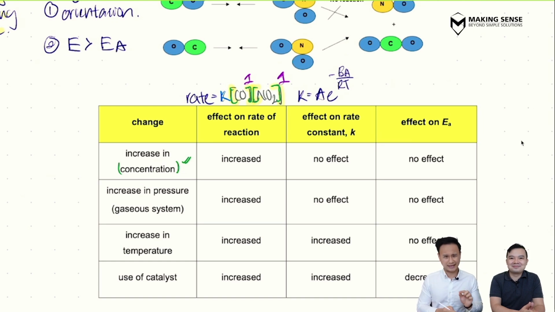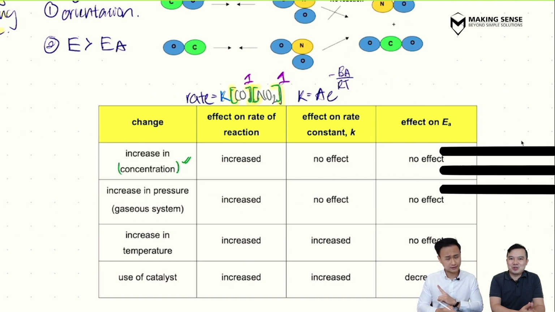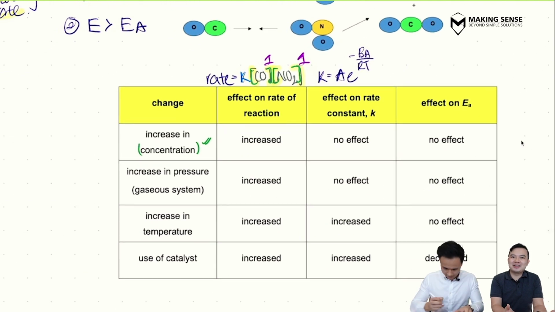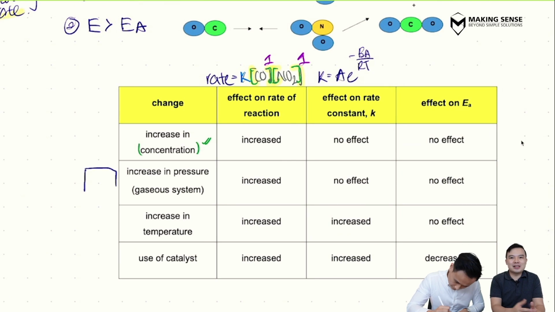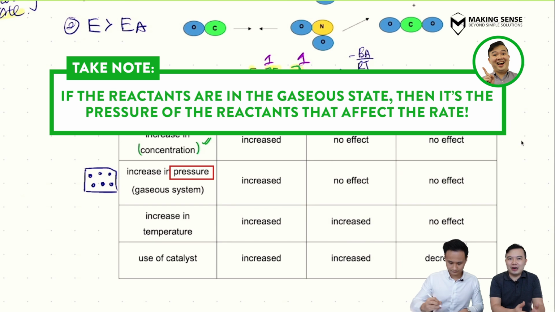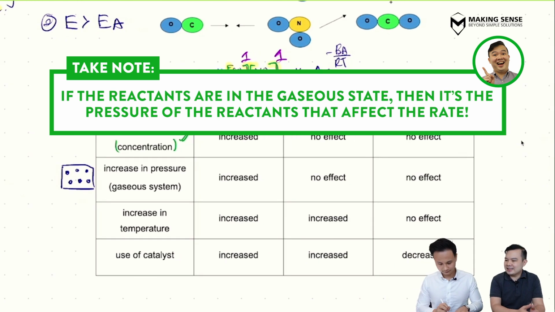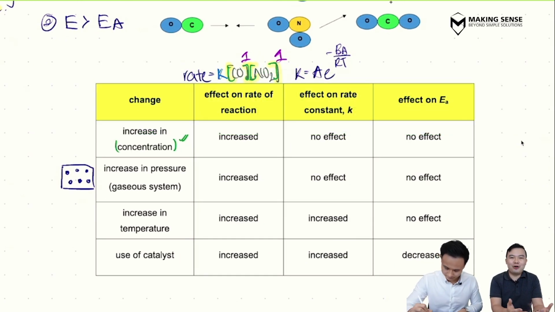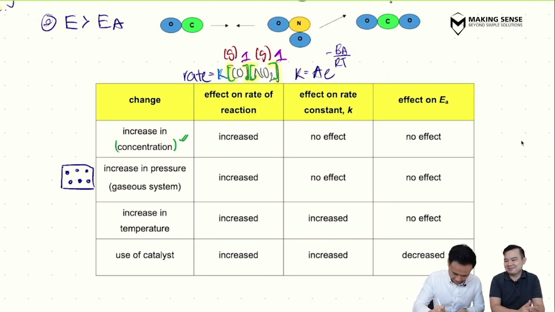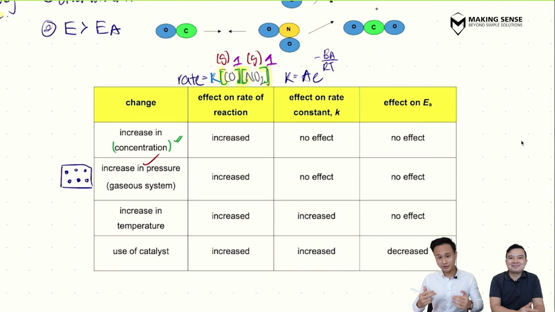Now, Mr. Long, you said aqueous reagents. So what happens if my reagents were in a gaseous state? We can also consider the idea of concentration in gaseous systems, but it is going to be a different concept. It's going to be known as pressure. So it turns out pressure will affect gaseous systems. In this case, they are all gases, so definitely we can also discuss this thing called partial pressure of the reactants.